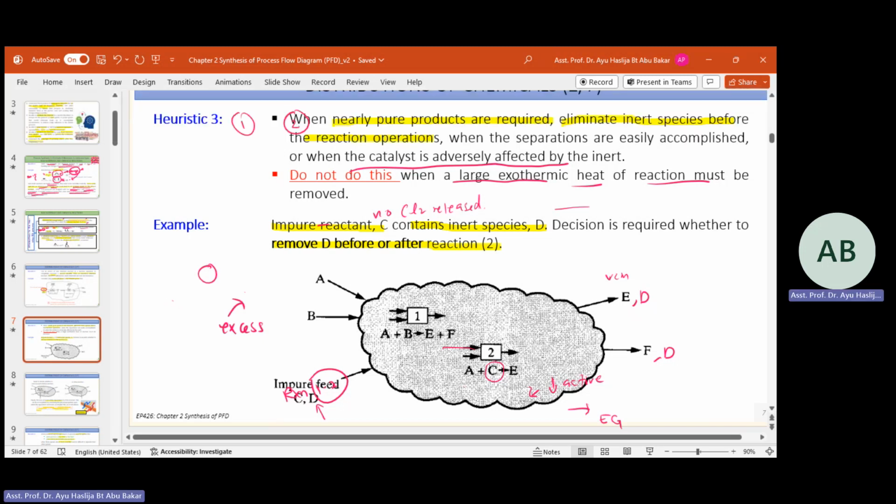Okay, you get another point. In this case, remove D if you need pure product, since D is your inert. In this case, D can be removed at the initial stage. There are cases where inert cannot be removed at the initial stage. We go case by case.